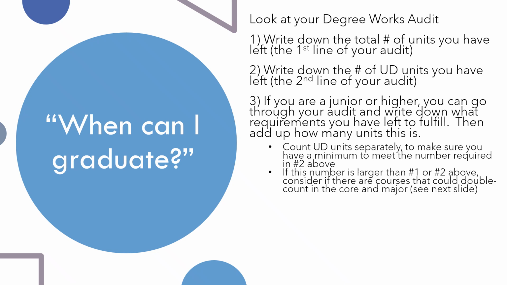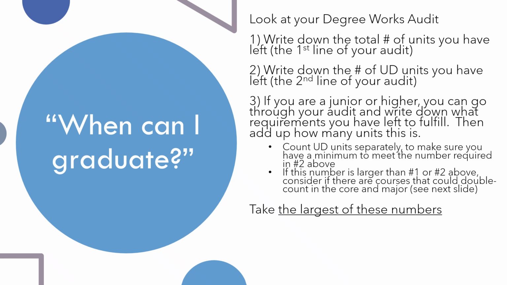You need to look at these 3 numbers and take the largest of these numbers. The largest of these 3 numbers is the minimum number of units you need to graduate from USD. You can then take this number and divide by the number of semesters you want to stay at USD to see how many units you need to take per semester.